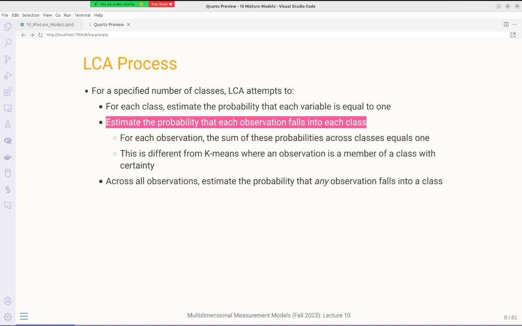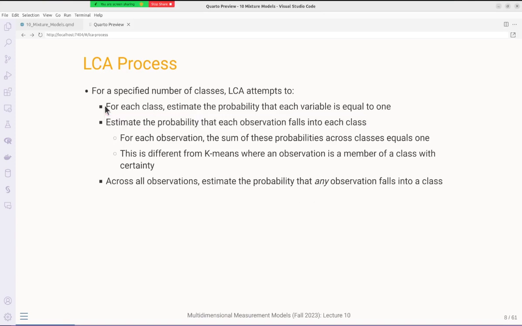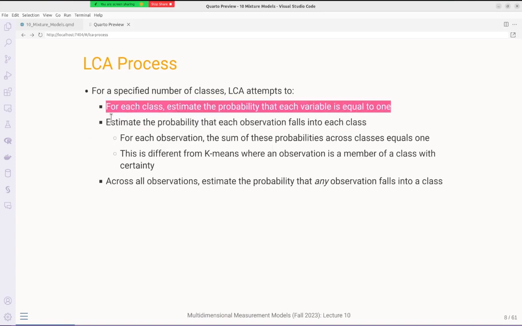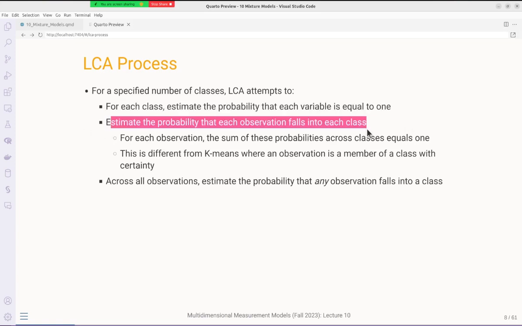So when we thought of an IRT model, the measurement model was the item response part. The structural model might have been the covariance matrix of the factors, right? So for a mixture model, the measurement model part are the item parameters themselves. The structural model part is this base rate probability that each observation falls into each class.